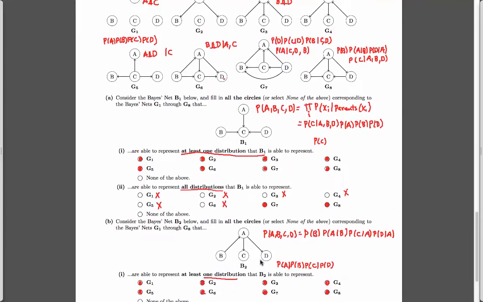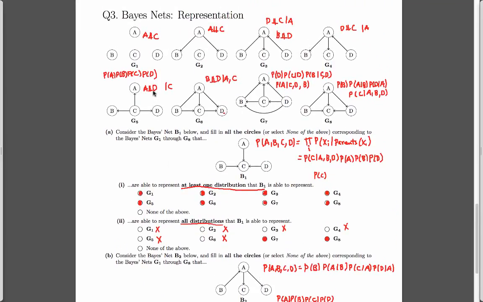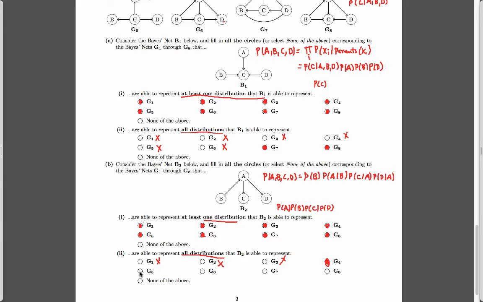Next, let's look at G5. Before we found that conditioned on C, A and D are independent in this graph. So if we look here, we'll find that if we condition on C right here, A and D are not independent. They're still connected. So therefore, this graph is making an additional independence assumption, so it can't represent all the distributions. So this answer is not valid.